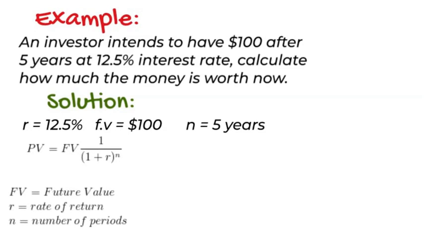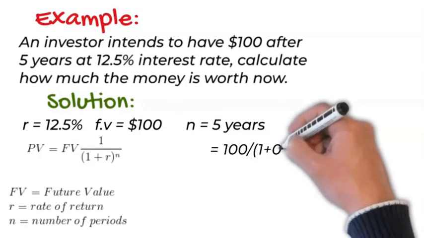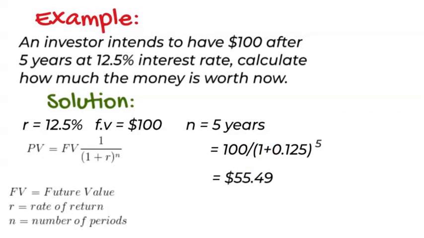So using the formula PV equals FV divided by (1 plus R) raised to power n, we get 100 divided by (1 plus 0.125). Since the 12.5% is now in decimal form, that is 0.125, raised to power 5. Then the final answer is $55.49.